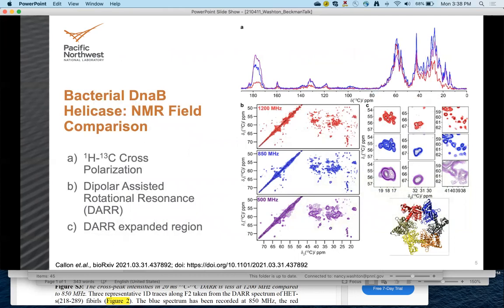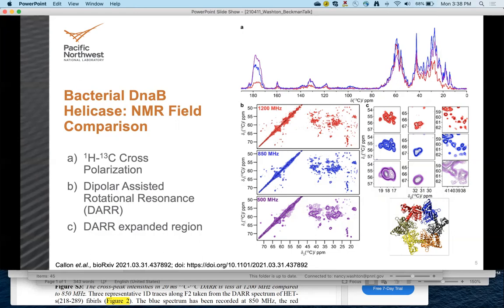So here's a biological example on a 1.2 gigahertz NMR instrument. DNAB helicase is a motor protein that catalyzes unwinding double-stranded DNA to single-stranded for replication. This is important for elucidating the global protein structure, especially during the process, as it's critical to understanding the mechanism of action and error occurrence.